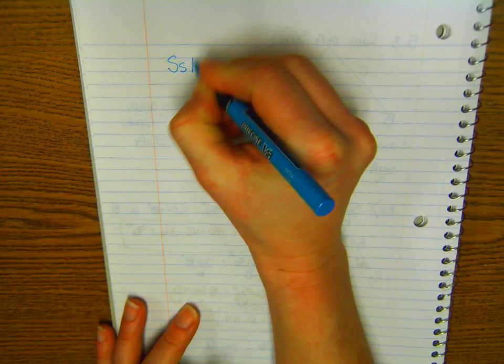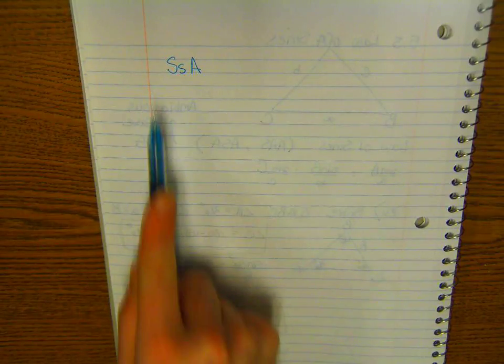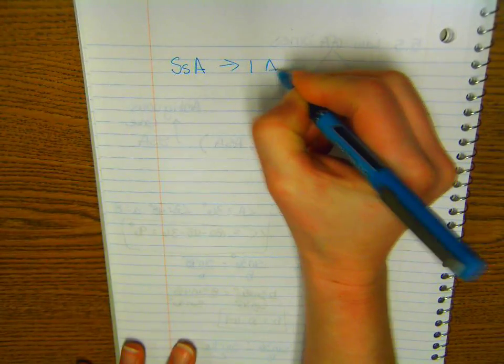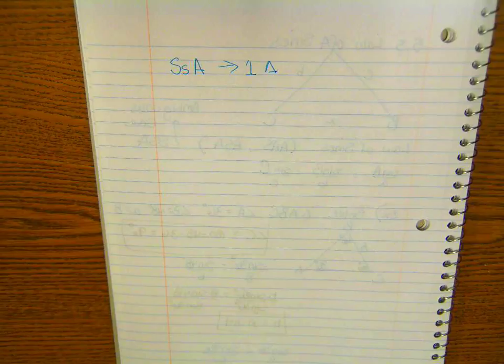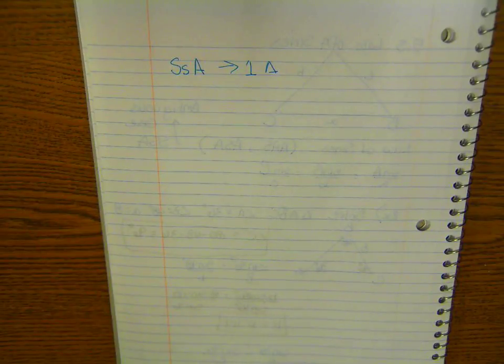This is a congruence theorem, big side, little side, angle. If the big side is opposite the angle you're given, this does form one triangle. I'm going to tell you that, and you can use law of sines to find it. And let me give you one then where you would find an angle like that.